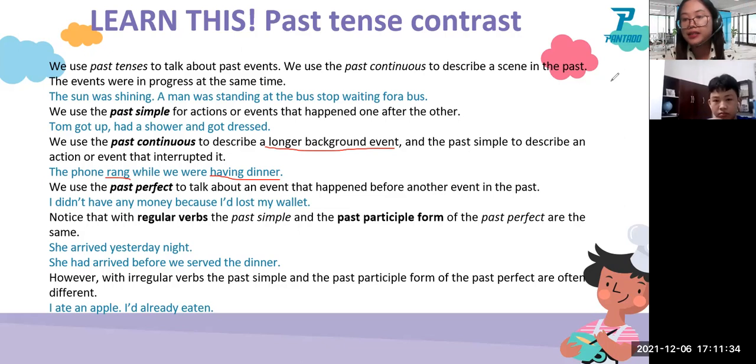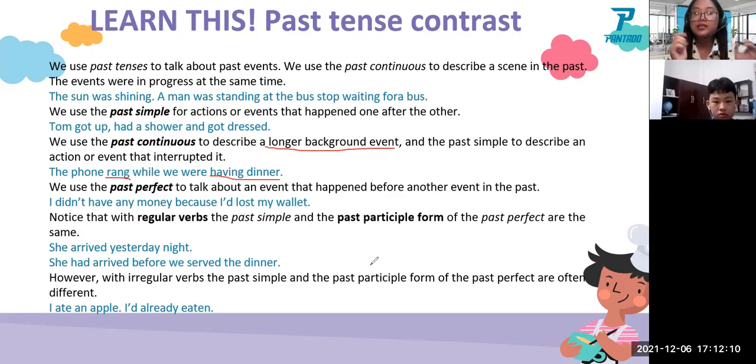Now, the past simple is used to describe an action or event that is interrupted. That is past simple only. For example, yesterday I cooked banana pie. So I cooked banana pie. Simple, one action only, right? Cooked, that is only the action. That is past simple.